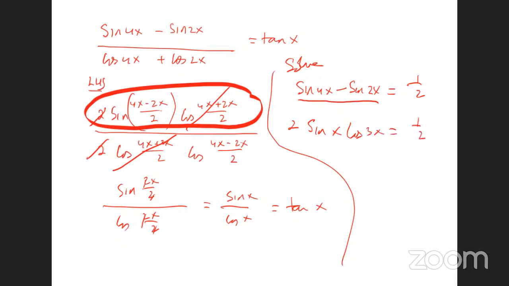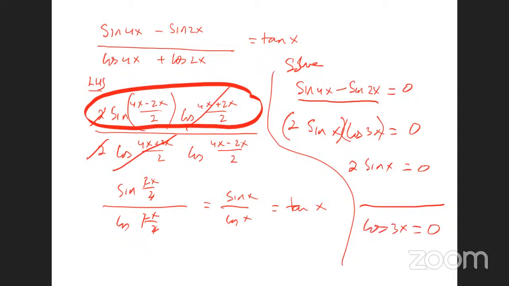Or you would solve something like this, right? Actually, let's not make it a half. Let's make it 0, because that's what you might actually see. In order for you to solve this, since it's a product equal to 0, you could say that 2 sine x is 0, solve that. Cos 3x is 0, solve that.